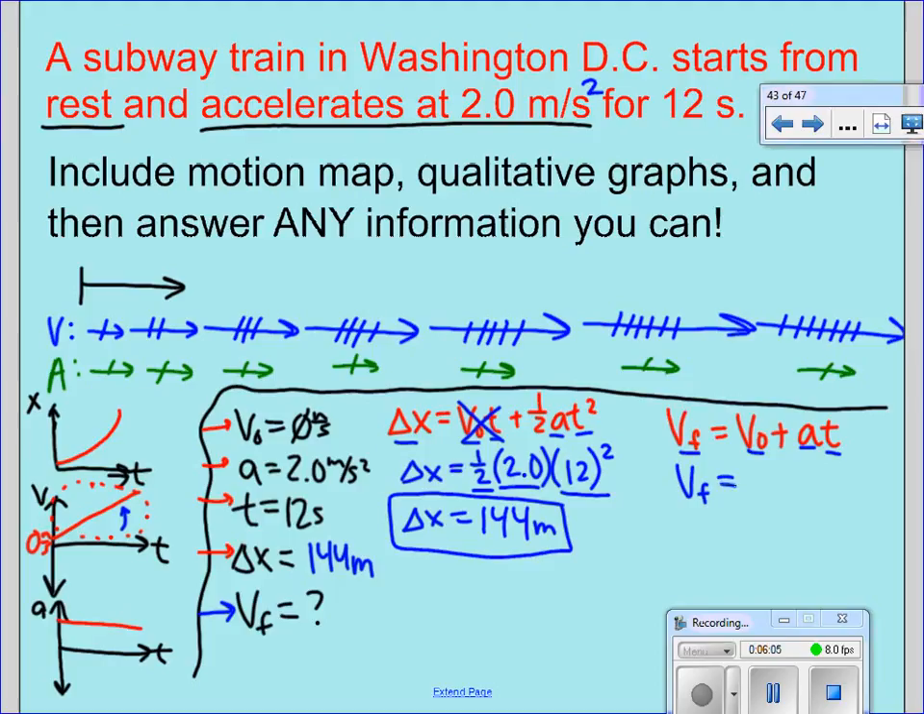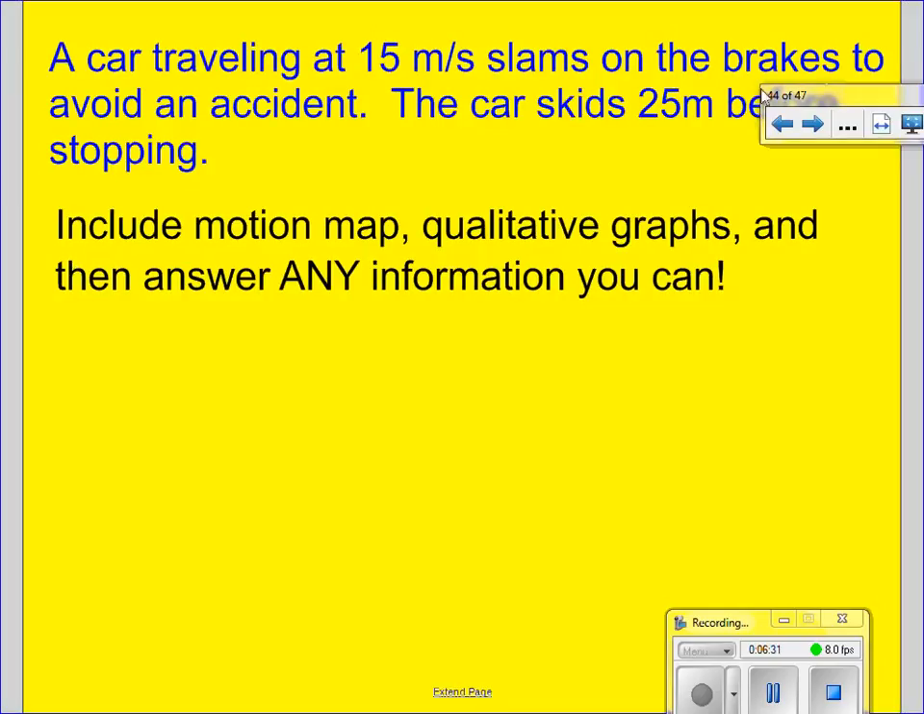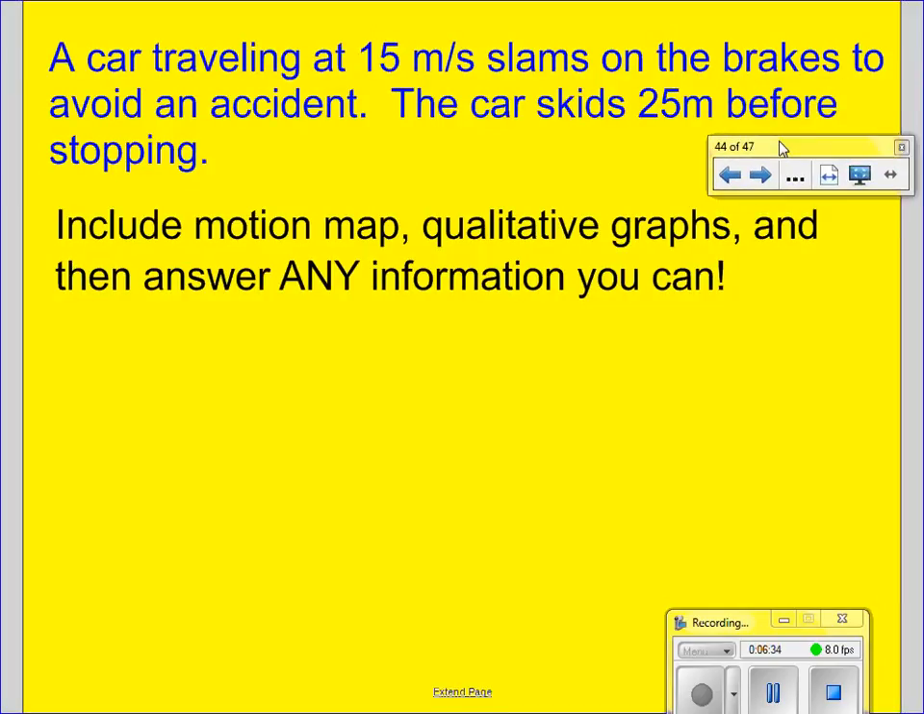So V final equals, since initial velocity is 0, that just goes away. So final velocity is equal to the acceleration, which is 2, times the time, which is 12 seconds. Times those out, and my final velocity after 12 seconds will be 24 meters per second. So notice this problem is a good review of everything we've learned. Okay, what I'd like you to do right now is pause the video and do all of the above that we just did, and then hit play to reveal the answer.